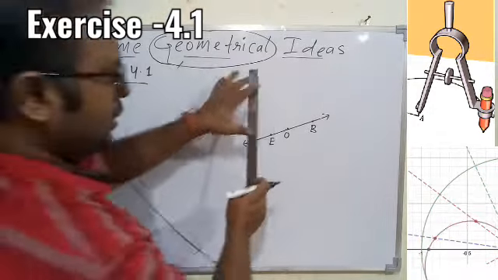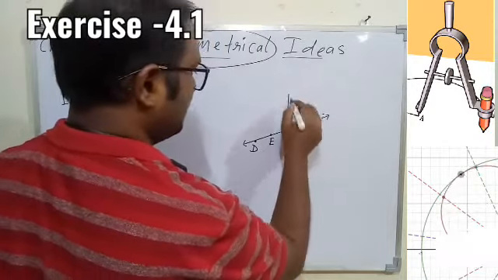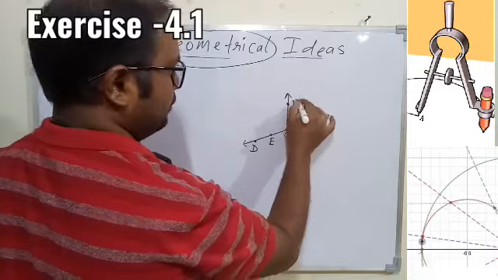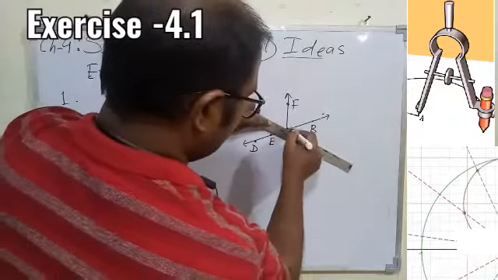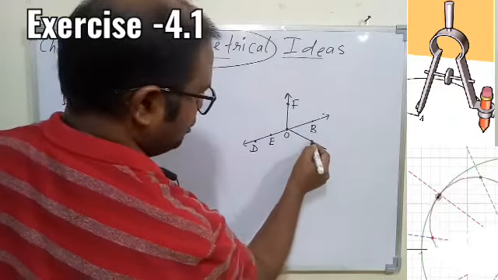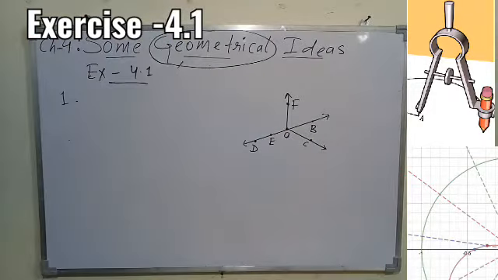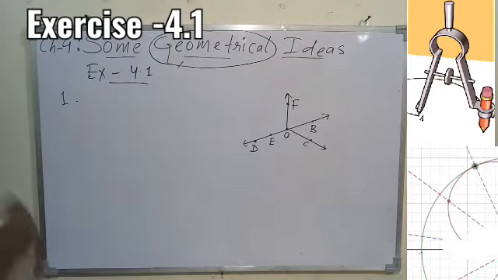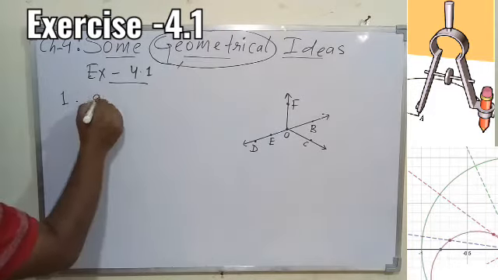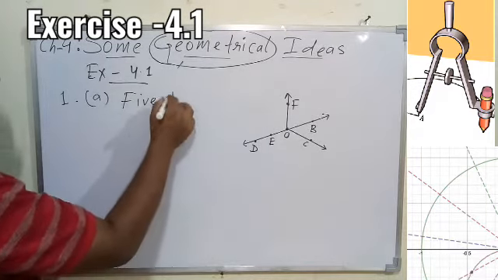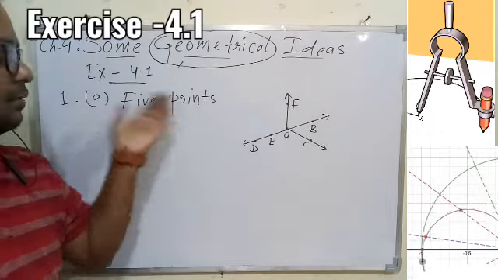And now it is also extended this side through the same point, and this is given a name F, and another one is C here. So this is your point C. So this is the whole diagram that is given to you very first, and based on this you have to answer some questions. Very first, we have to find 5 points. So based on this diagram we have to find 5 points.